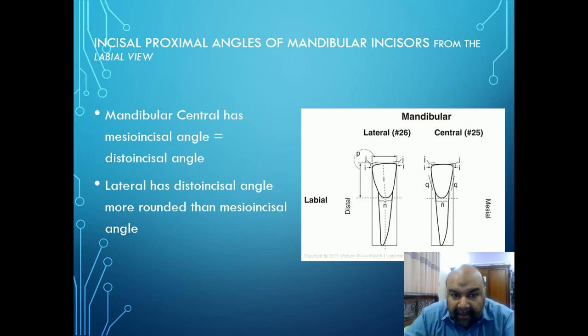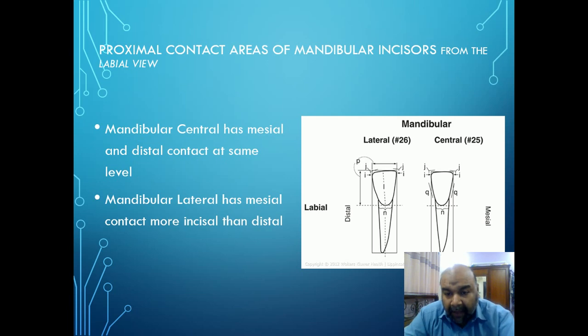We have already discussed that the mesioincisal line angle is almost equal to the distal incisal line angle, while the distal incisal line angle is much more rounded on the mandibular incisor. Now in terms of contact area, the mesial and distal contact areas on the mandibular central incisor are almost in the incisal 1/3. Here is the contact area, and they're both almost at the same level. So that is why these teeth are considered to be bilaterally symmetrical.